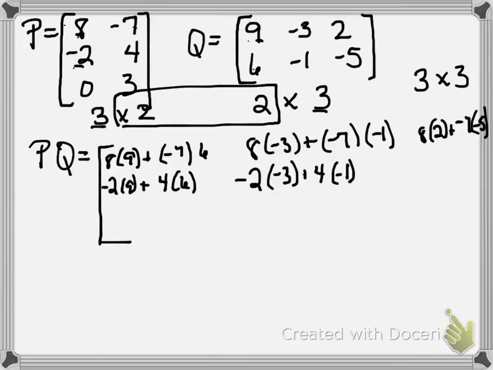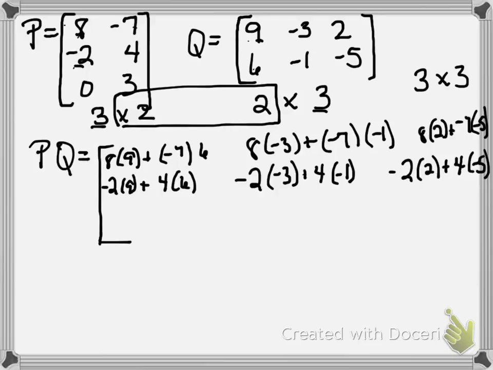Then I've got 0, negative 2 times, still middle row, third column, so negative 2 times 2 plus the 4 times negative 5.